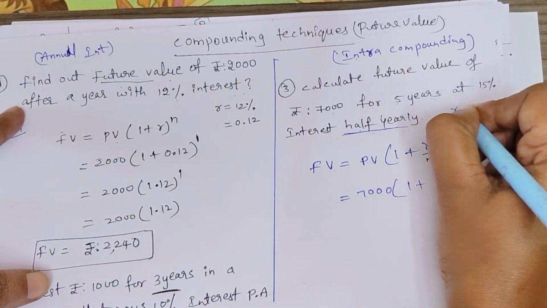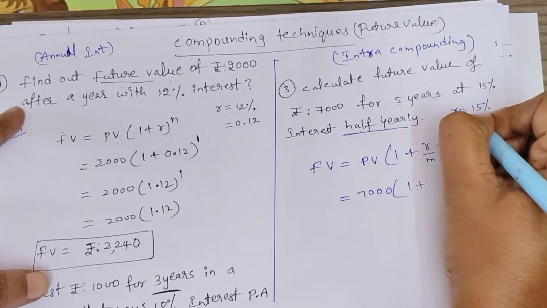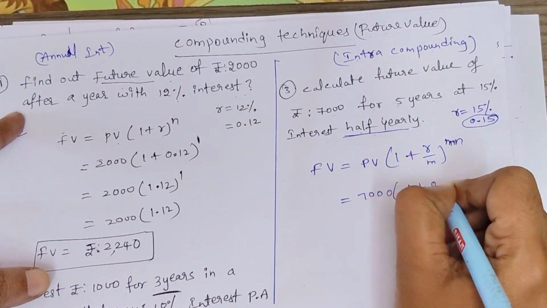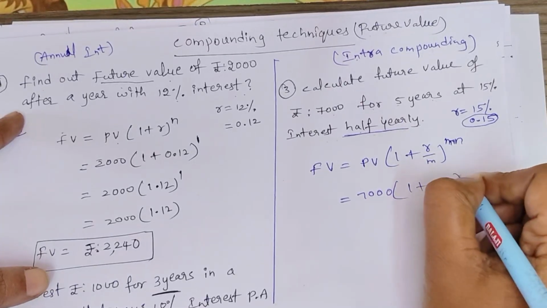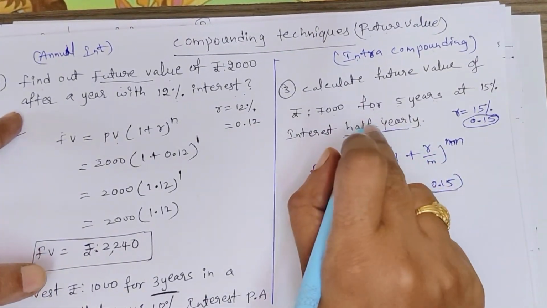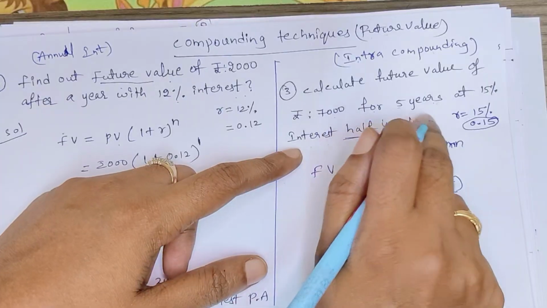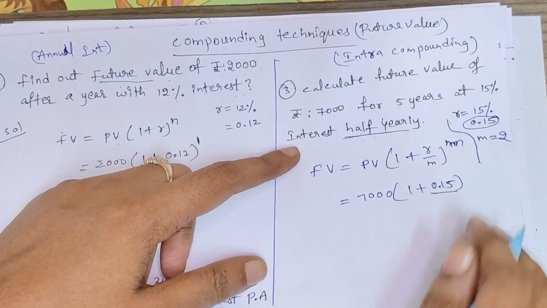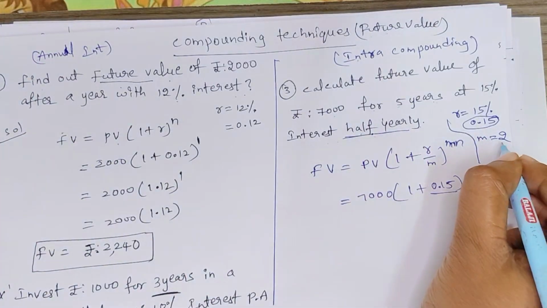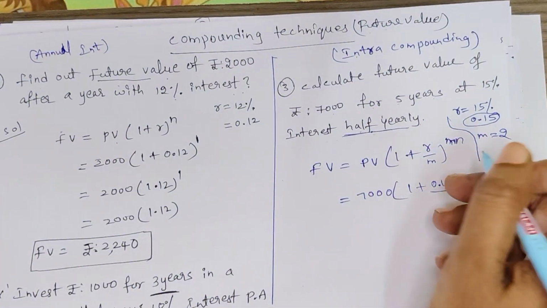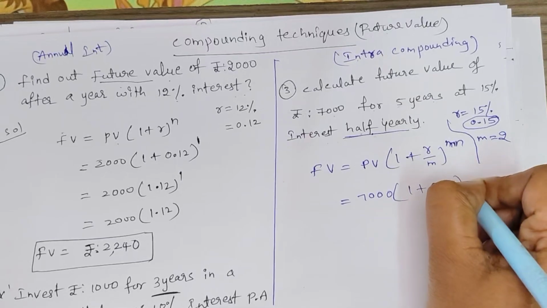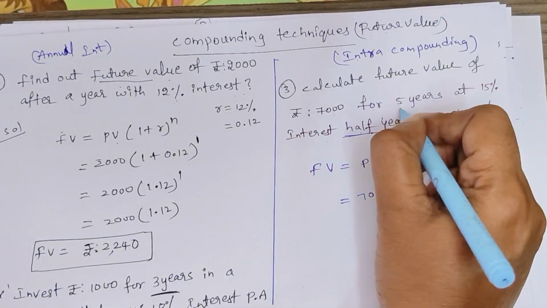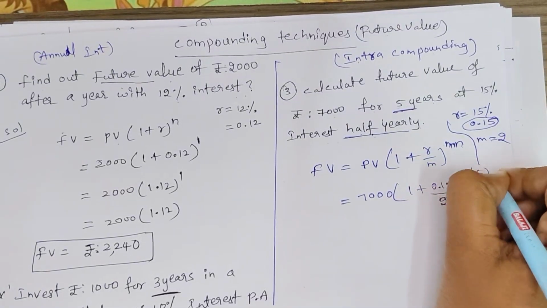Here R is equals to 15%, which is nothing but 0.15. So you need to apply the decimal value 0.15 divided by M. What is M? The interest rate is half yearly, that means here M is equals to 2. If it is quarterly, M is equals to 4. If it is monthly, M is equals to 12. So here I am applying 2, to the power of Mn. M is equals to 2, and n, how many years are there? 5 years. So into 5.